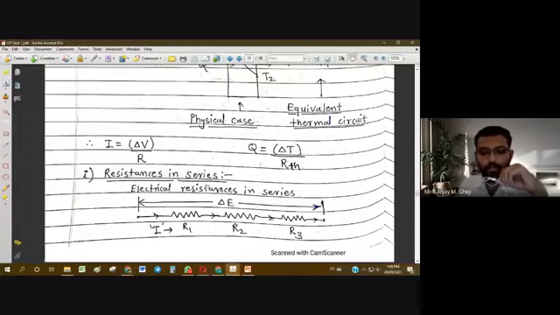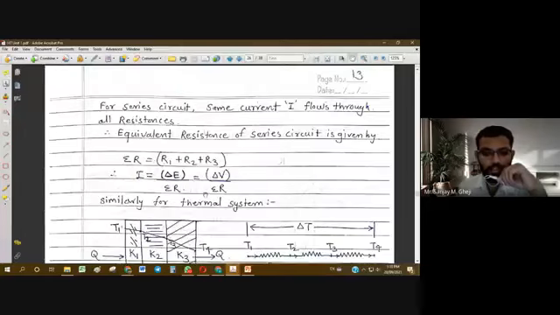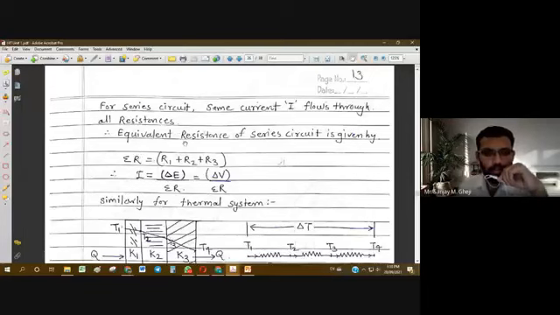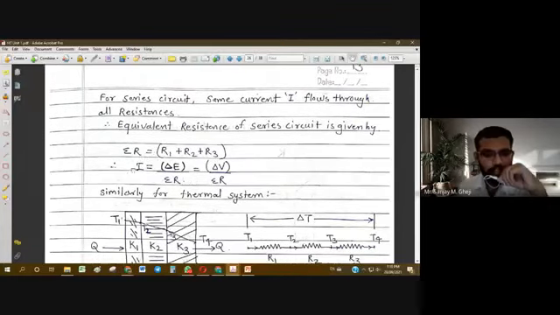This is coming from the knowledge of basic electricity. There is nothing new. So the equivalent or total resistance is summation R equal to R1 plus R2 plus R3. Then current I can be found from this: current I equals delta E upon R, or delta V upon summation R, that is the total resistance.